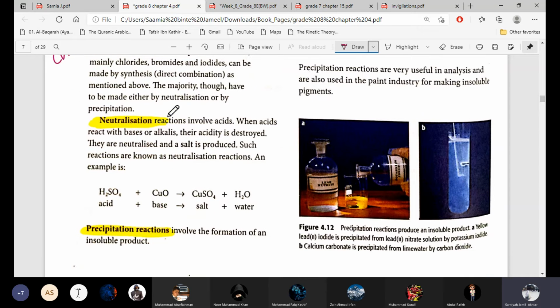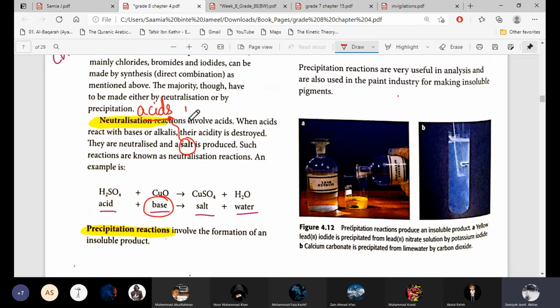Now neutralization reactions involve acids. When acids react with bases or alkalis, their acidity is destroyed, they are neutralized, and salt is produced. Such reactions are known as neutralization reactions. So acid plus base gives salt and water. Remember, in a neutralization reaction, acids are always present. To prepare a salt, acid is always there. So salts are basically prepared from acids.